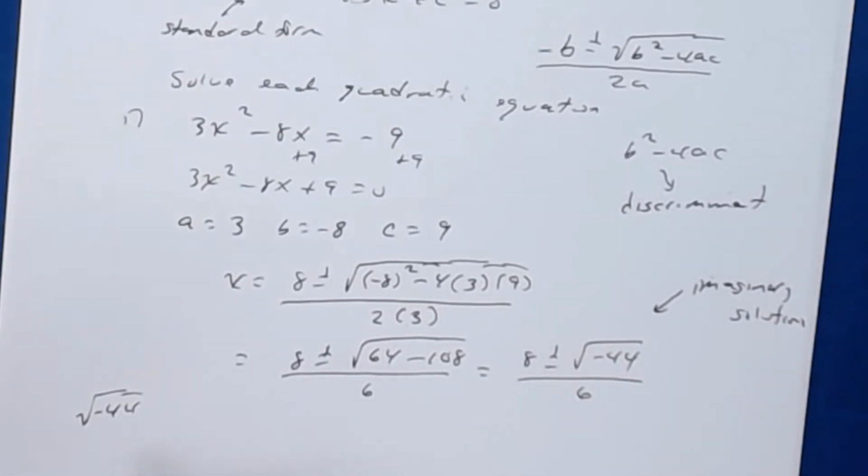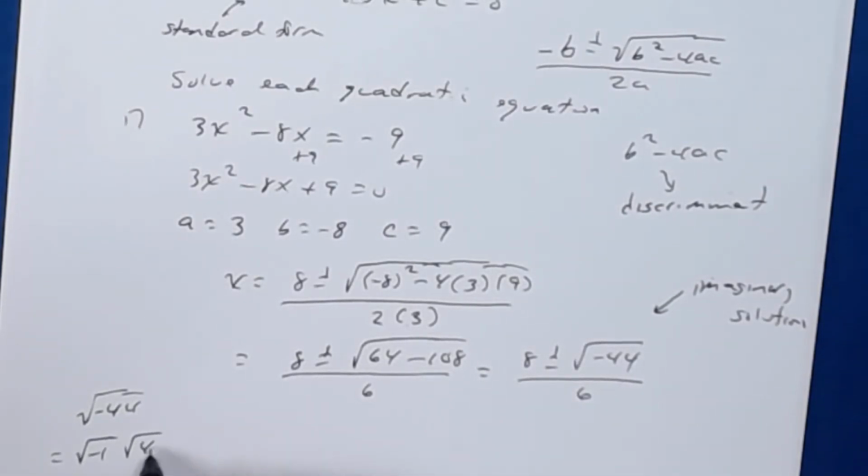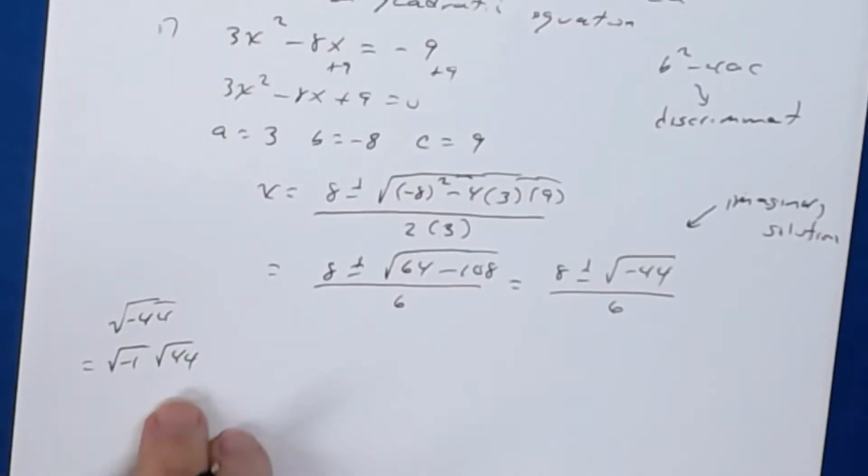So remember, when you take the square root of a negative number, that's where you get the imaginary unit i. So here I can write this as the square root of negative 1 times the square root of 44. Okay, now let's talk about the square root of 44. What perfect square goes into 44? The largest one would be 4.